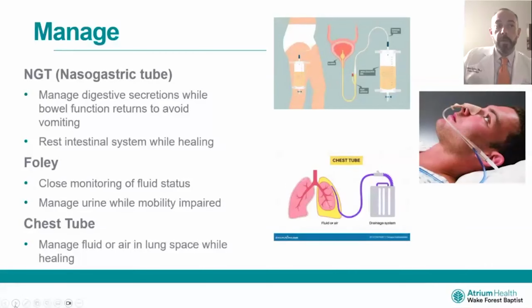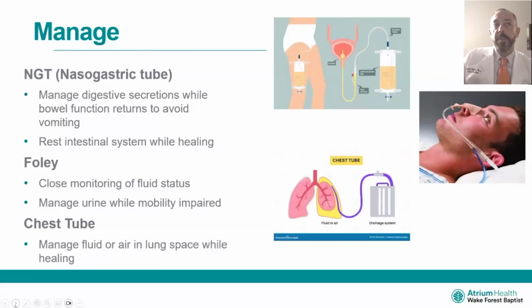The last category of tubes that we use are those that are there to manage. The body is always active, even in the early recovery process, and it continues to make digestive secretions and waste products and other inflammatory fluids that need to be managed in the initial postoperative period. Failing to do so would lead to discomfort or nausea and vomiting or other difficulties. And so these become vital in the recovery.